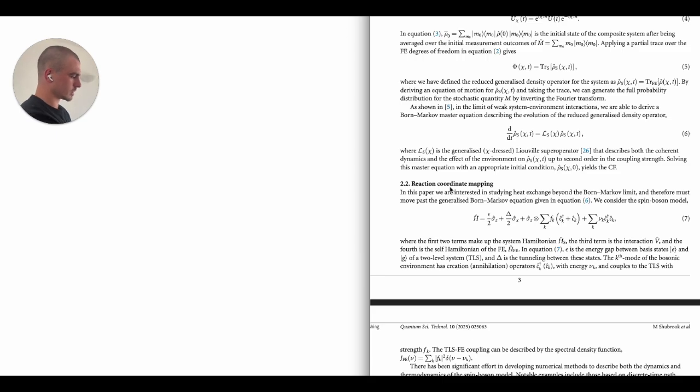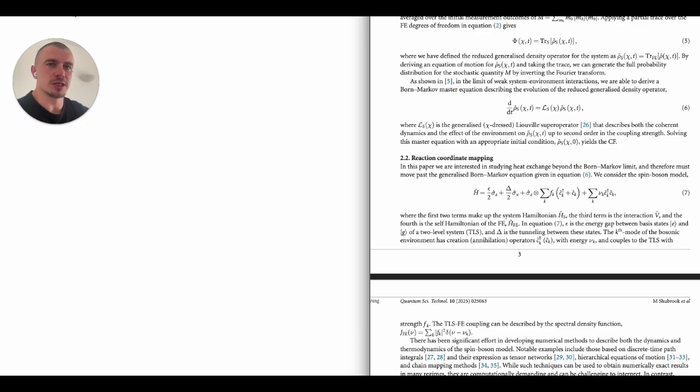So we have a two-level system linearly coupled to a bath of harmonic oscillators, which is going to be described by the Hamiltonian in equation 7. So we've got some energy splitting between basis states, some tunneling between those states, and then we couple through the sigma z operator to creation and annihilation operators in the bath. And then this final term is the self-Hamiltonian of the bath. Also, I should mention, I'm going to use the term environment and bath interchangeably, but they mean, at least in the context that I'm using them, the same thing.